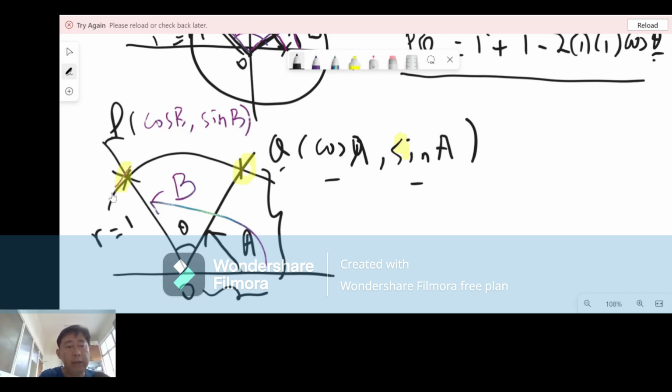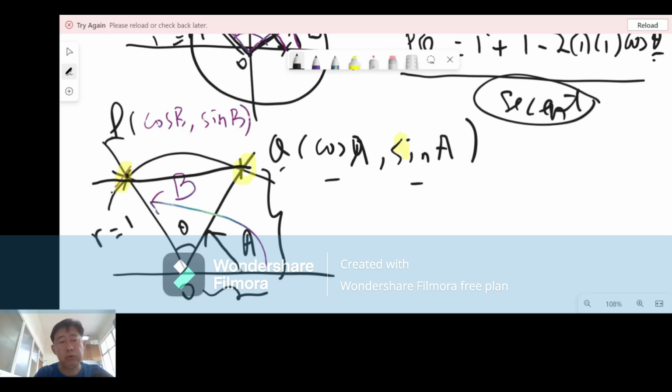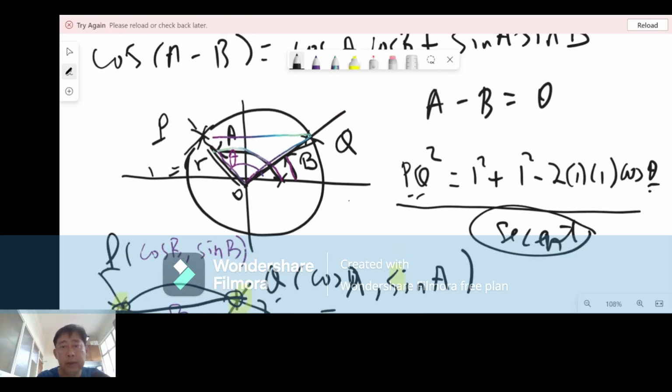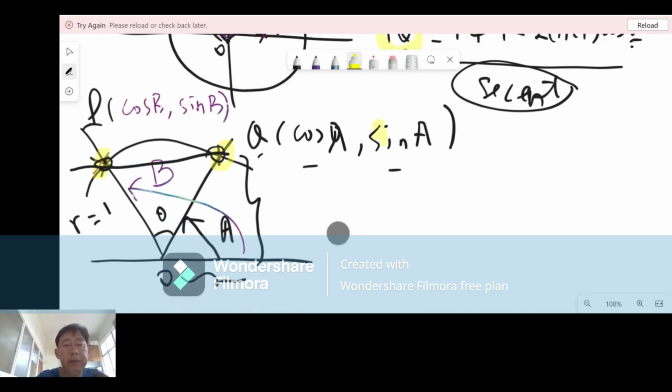Then you can use the geometry relationship between 2 points to write down the length of the straight line, or the secant, S-E-C-A-N-T. This secant refers to a line that connects between 2 points, a straight line. So now we could write down the length of PQ.